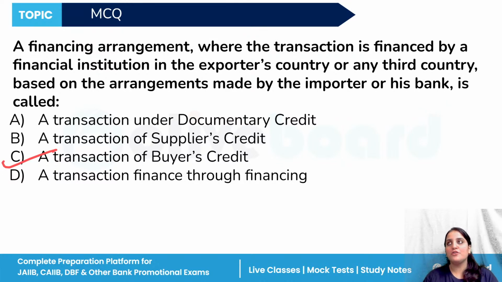And if we talk about the documentary credit, it refers to the use of a letter of credit, which is a different finance mechanism. The correct answer is option C, that is, a transaction of buyer's credit.